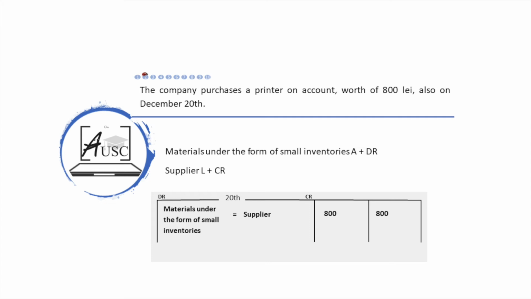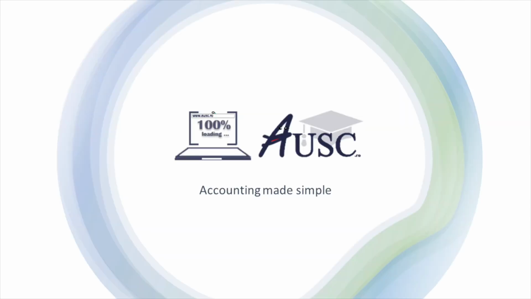The company purchases a printer on account worth 800 lei, also on December 20th. We have materials under the form of small inventories, assets plus debit record. Supplier, liability plus credit record. The journal entry on 20th of December will be materials on the debit record equal supplier on the credit record with 800. The previous two examples reflect two purchases on account of services and of goods.